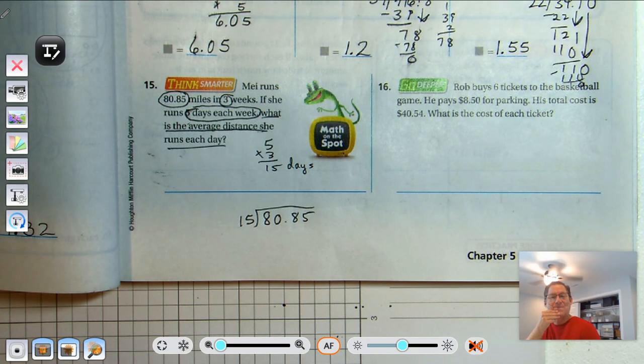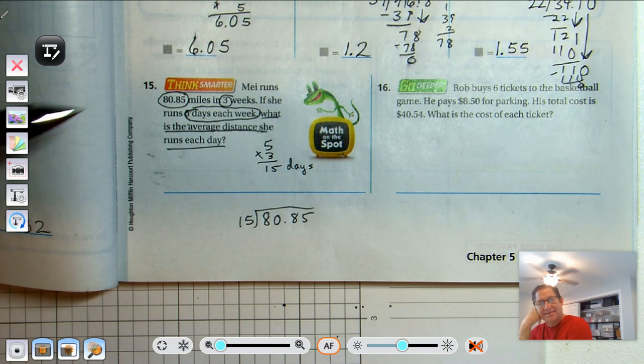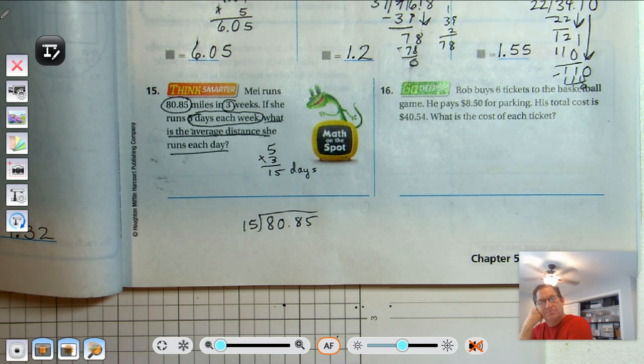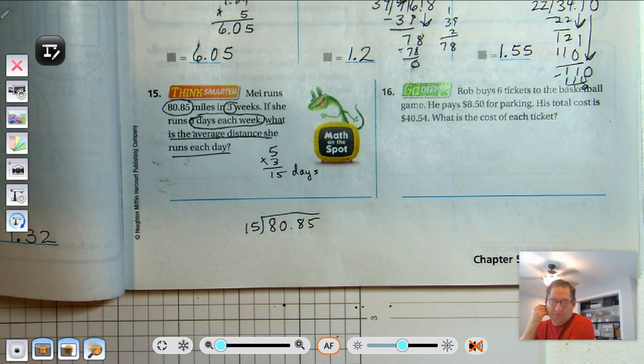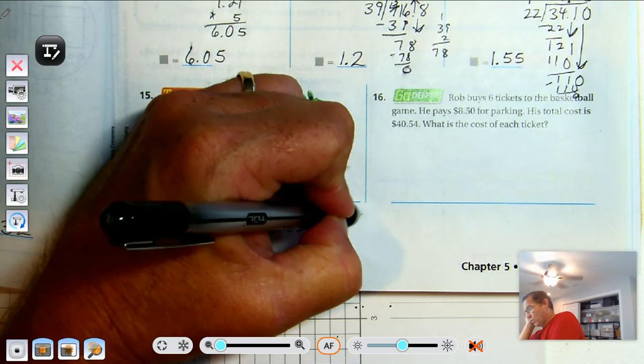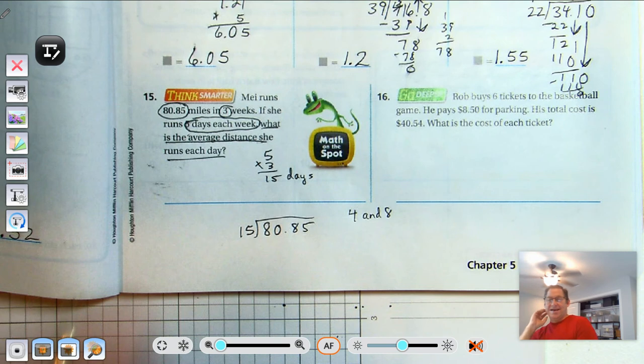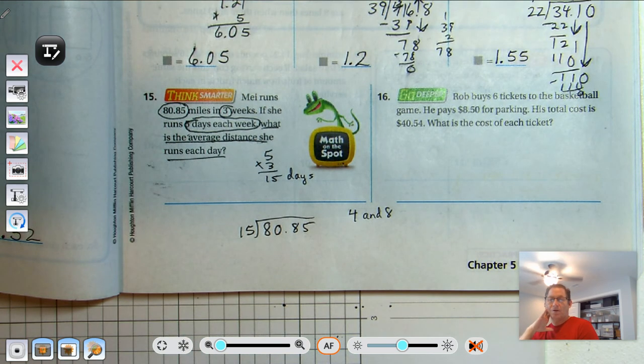Now, if I took the 80 and divided by 10, we get an answer about 8. If I took 80 and divided by 20, I get an answer about 4. So my answer is going to be between 4 and 8. All right, so how many 15s can I take from 80?